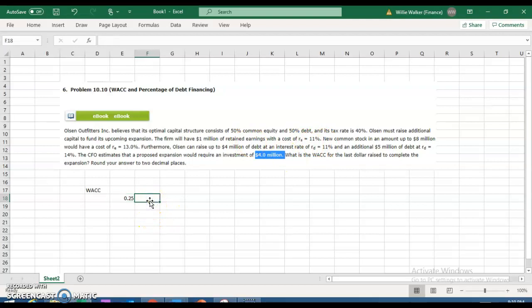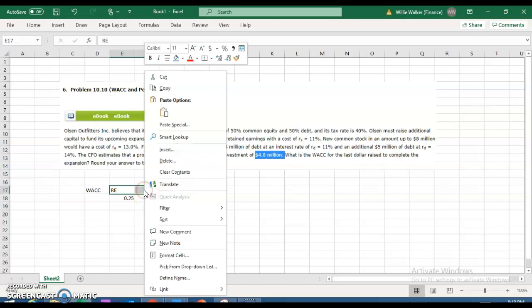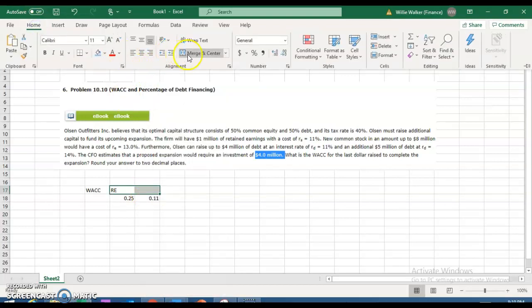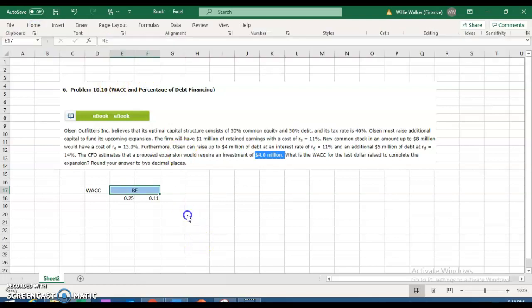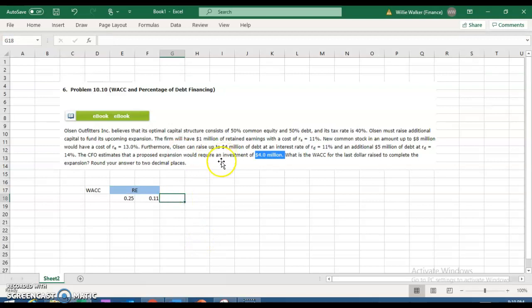So over here, I'm going to put equals 11%. We'll just call this retained earnings. Retained earnings, boom. There it is. Now we've got next what we can use.